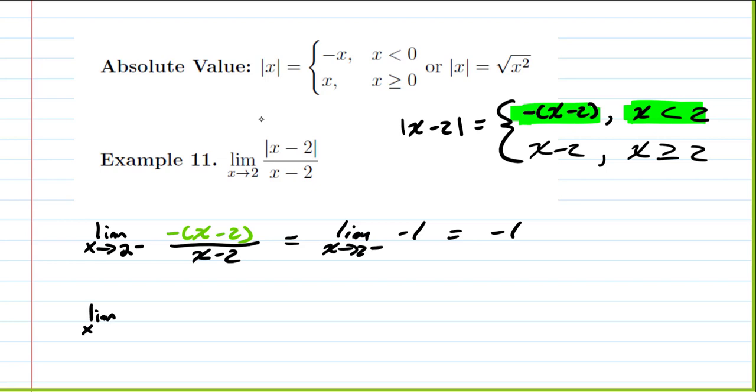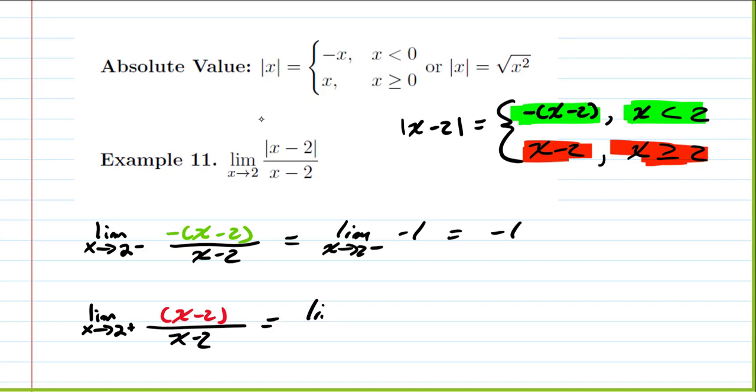And if we rinse and repeat from the right, we're going to be using our other branch over here where it's positive because we're approaching from the right, so we're going to have just x minus 2. So we have x minus 2 over x minus 2, which gives us just 1 this time. So our limit is 1.